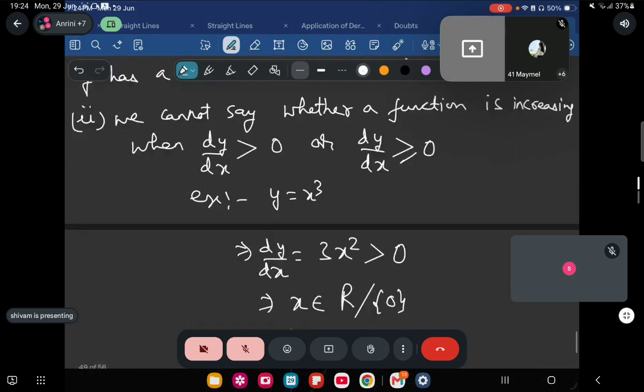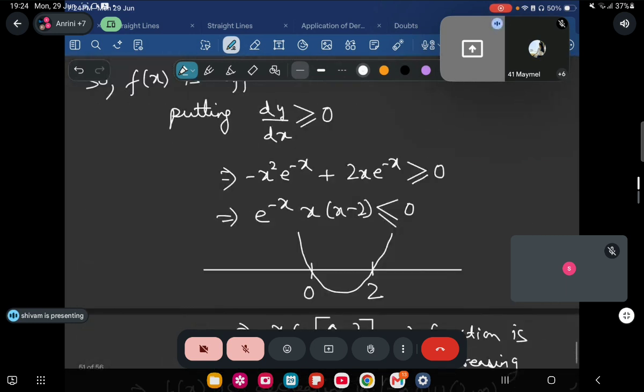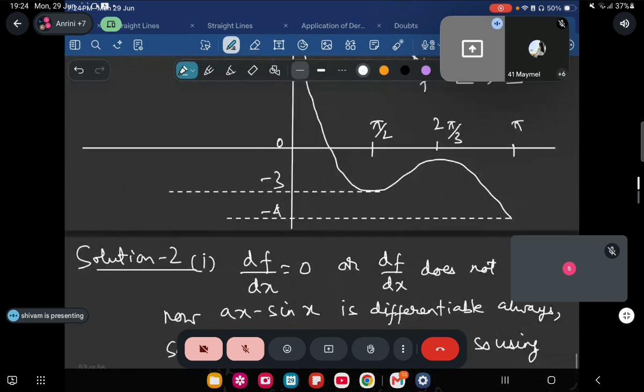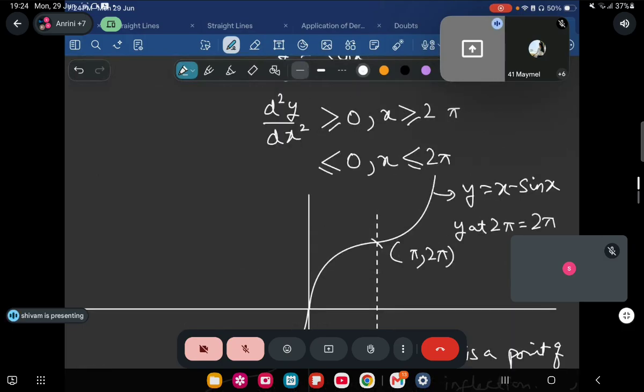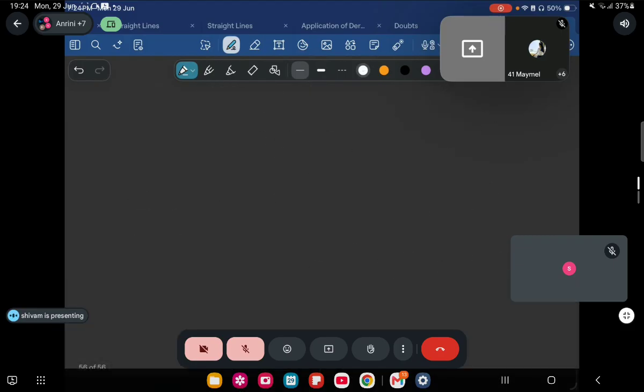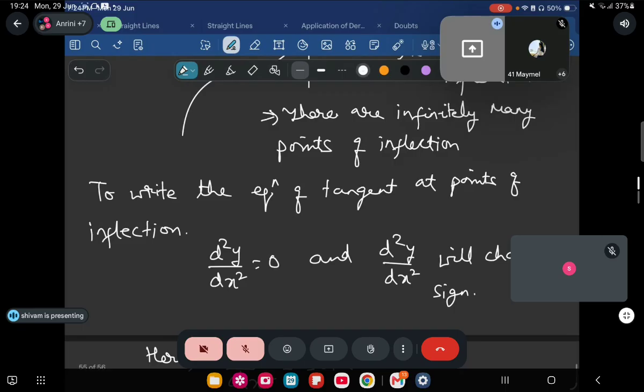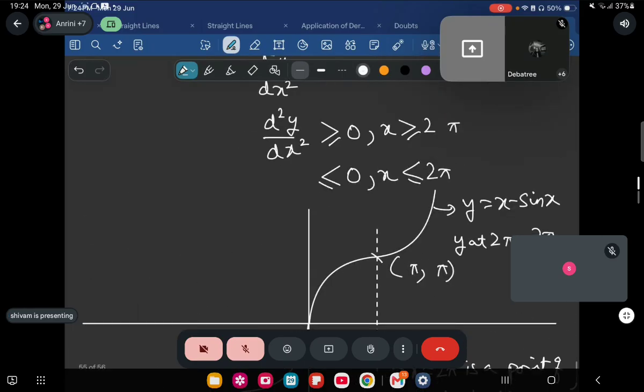Acha, everyone, x equal to pi is a point of inflection, right? So I think when I drew the graph, this first point will be pi comma pi. Tell me, is it clear? Yes, sir. Okay. Anyone having any doubt, you can ask me. Devatri, you understood how I have found out the point of inflection and drawn the graph?